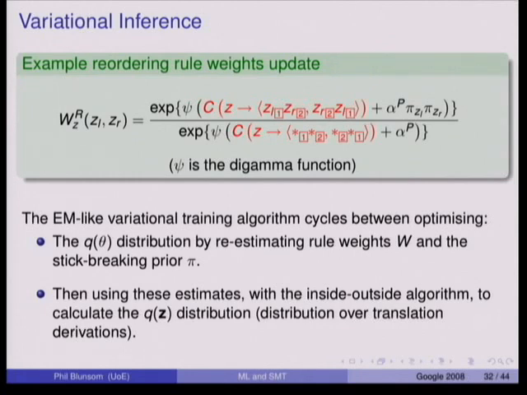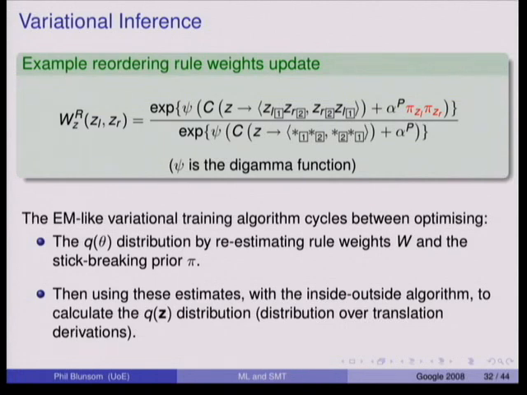And all we've done is added some extra, this digamma function and a term from the prior, which looks very much like additive smoothing or something like that. So basically, if you have an implementation of an EM algorithm, turning it into a variational algorithm is incredibly simple. You just add the digamma function and the terms from the prior.